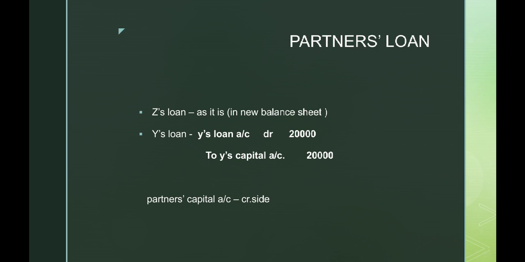Let us see the posting for this. It will be written in partner's capital account on the credit side. You can see in partner's capital account, credit side, below general reserve, it is written by Y's loan account 20,000. Okay, which is our next step?